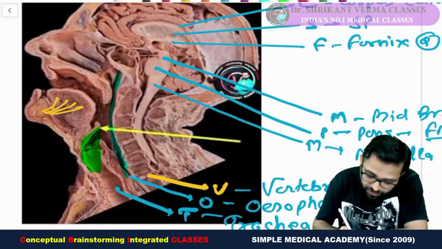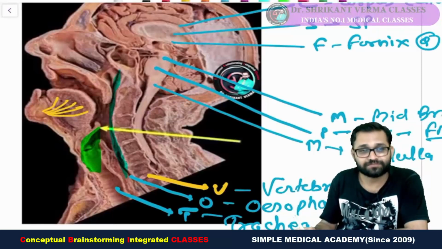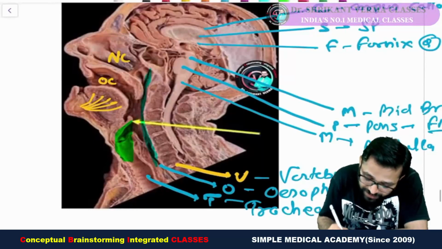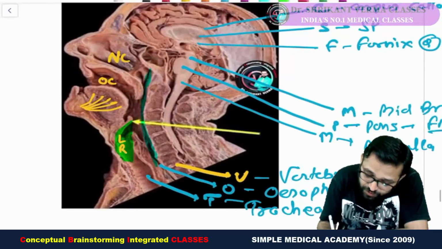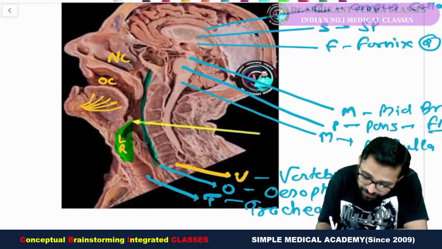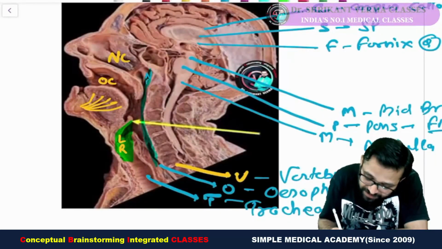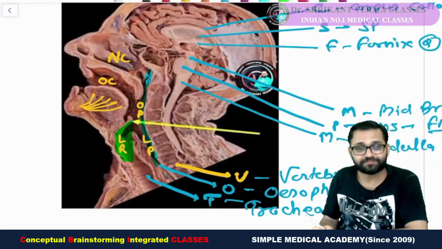Never forget, this is your genioglossus. Okay. So here is our nasal cavity, oral cavity, and this is the larynx. This part of our pharynx just behind the nasal cavity is the nasopharynx. Then you can see this is the oropharynx and this will be the laryngopharynx.